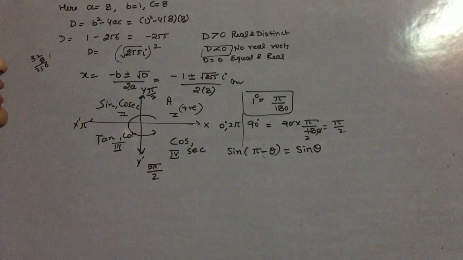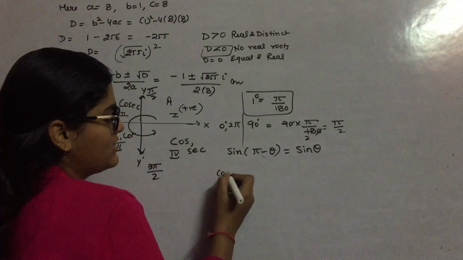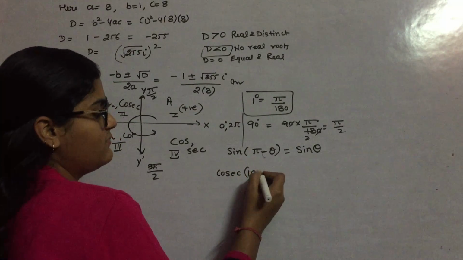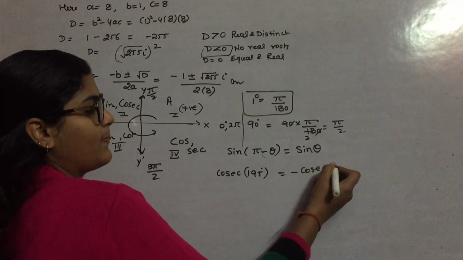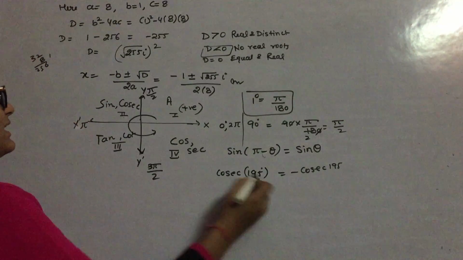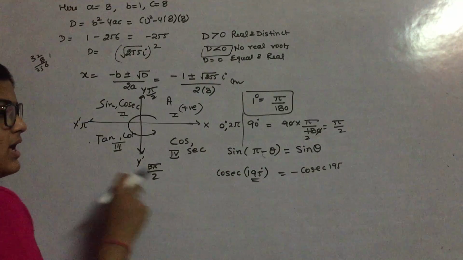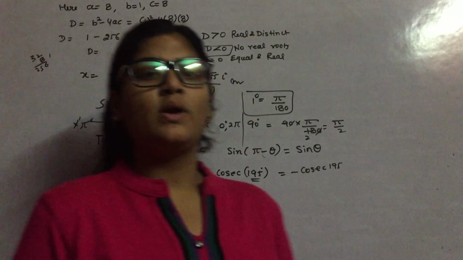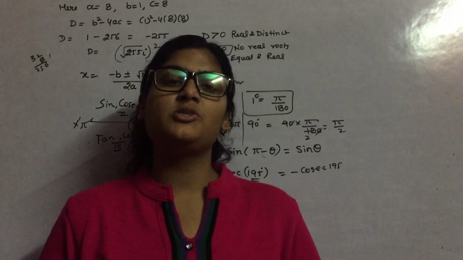Okay, so in this way you can evaluate the value. Like if you are asked cosec 195, let us suppose. So in this your value is minus cosec 195. Okay, why? Because 195 is greater than 180, that means your value comes out to be in third quadrant, and your cosec is negative in third quadrant. Okay, so I hope you understand the sign convention of the polar form and the trigonometry as well.